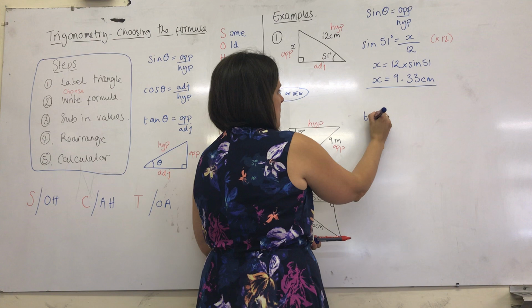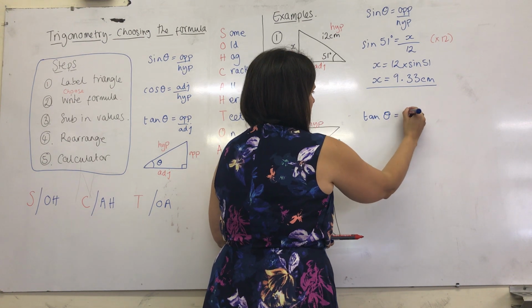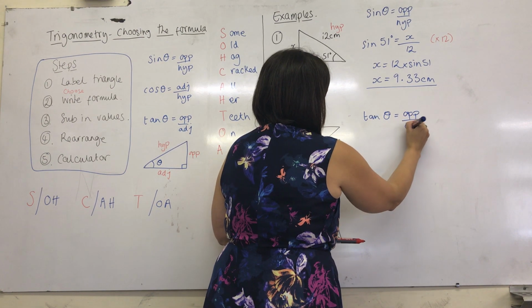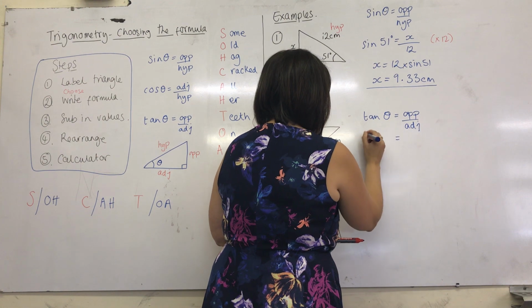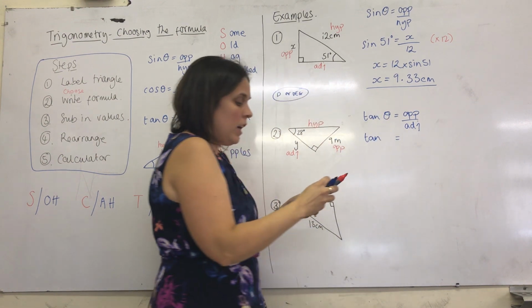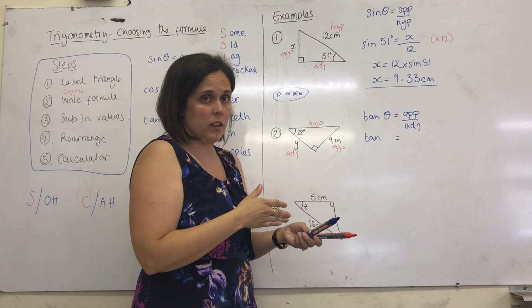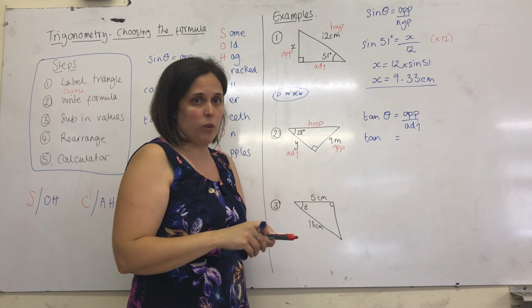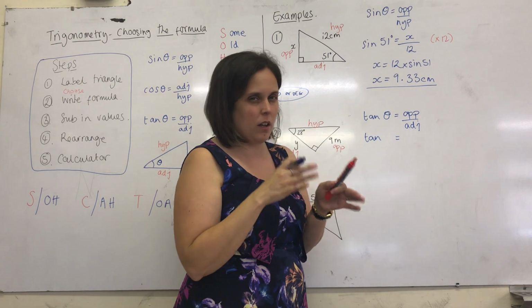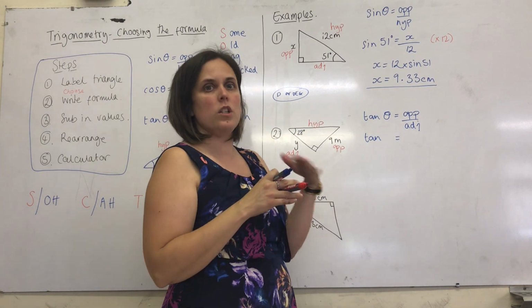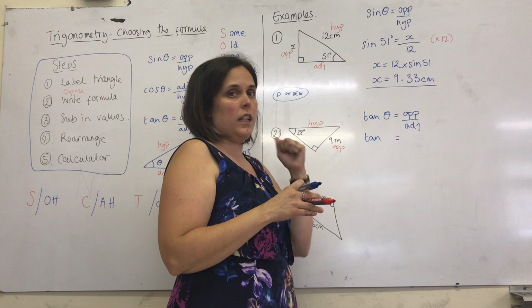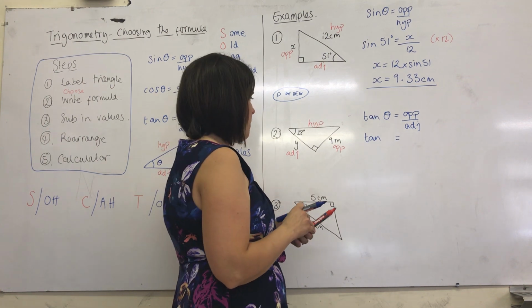Then we write our formula. Tan theta equals opposite over adjacent, and then we fill it in. And if you do make the wrong choice, you will notice pretty quick, okay? And then you just try another formula, all right? But if I was you, I'd stick with the idea of which side do I not want, and then choose your formula based on that.